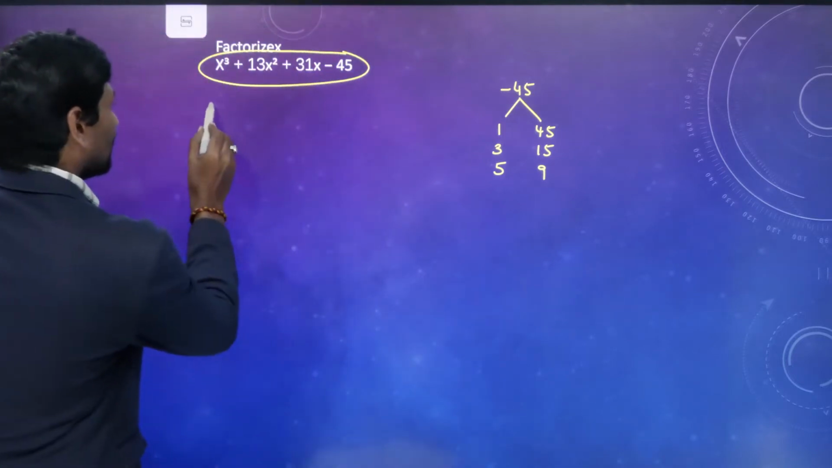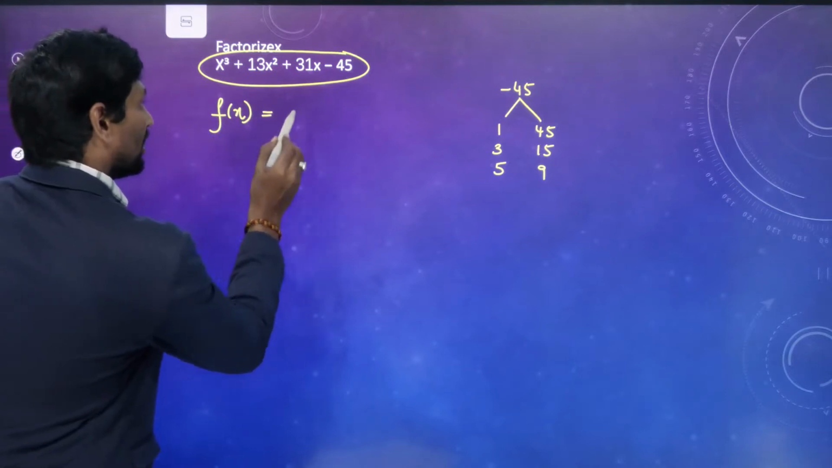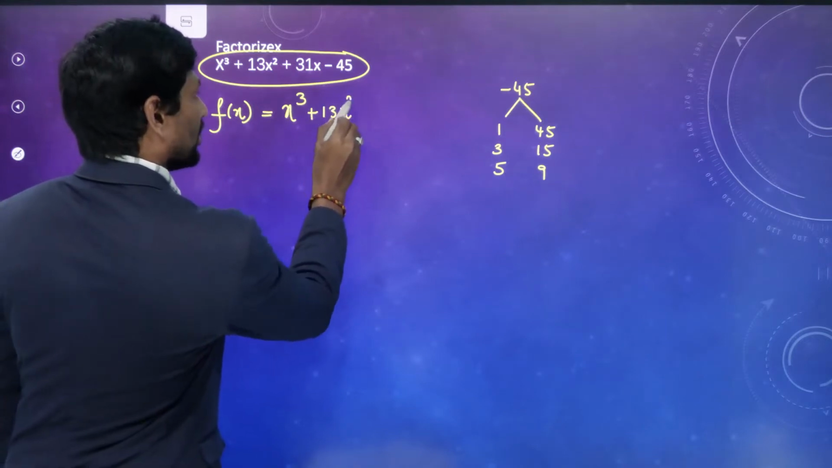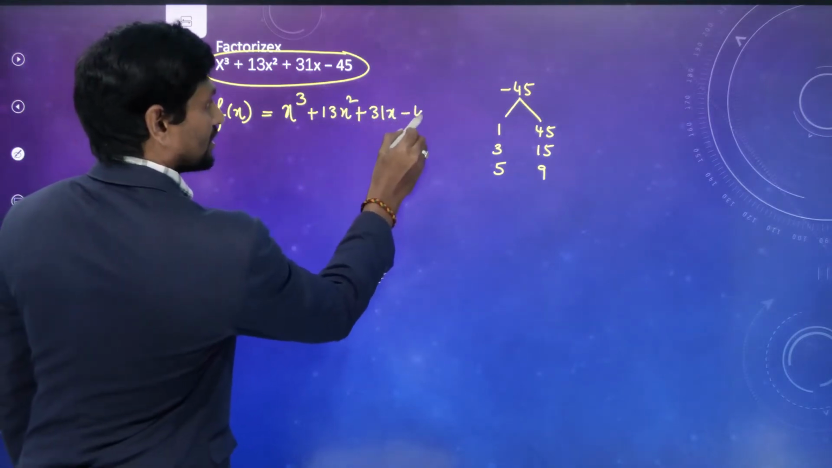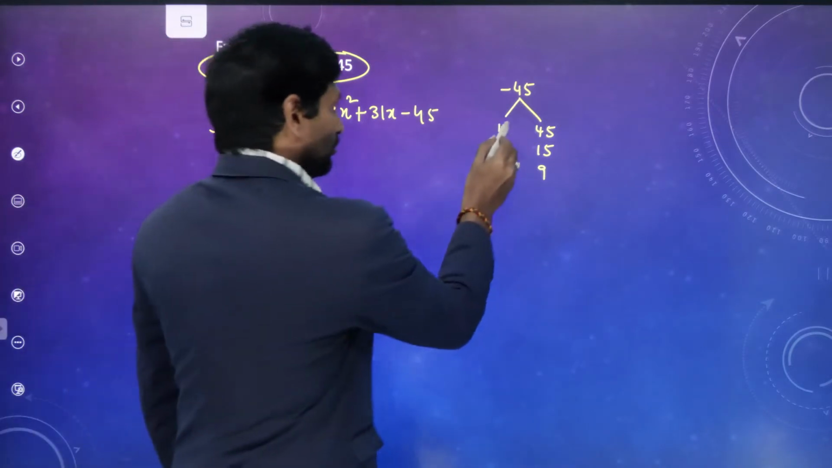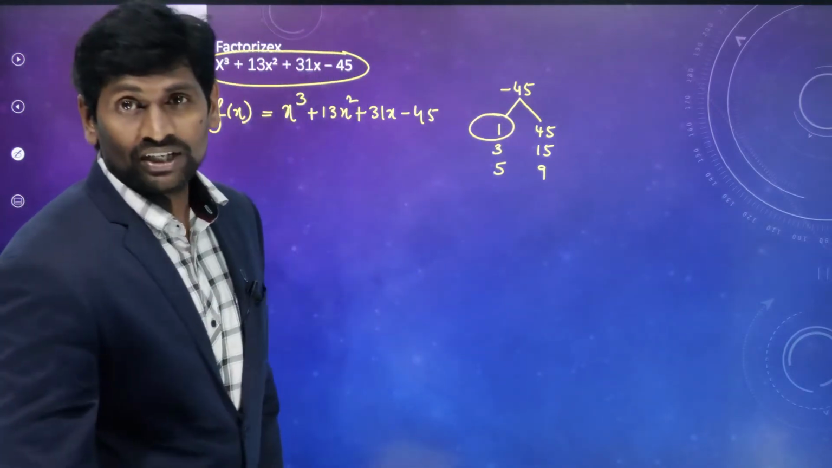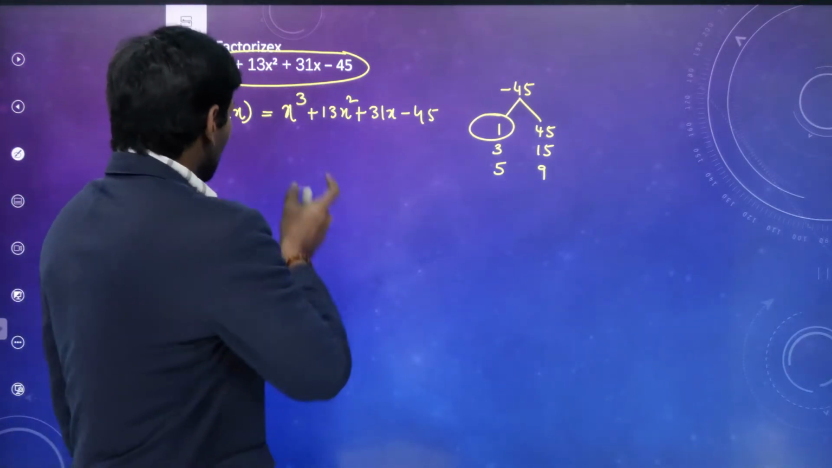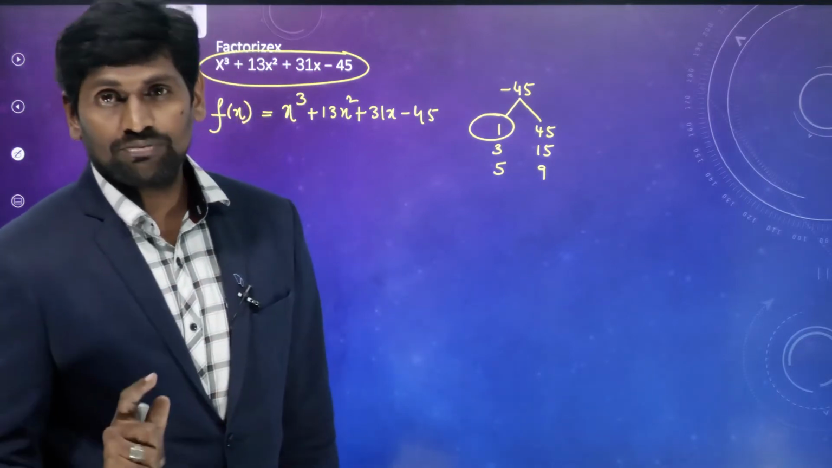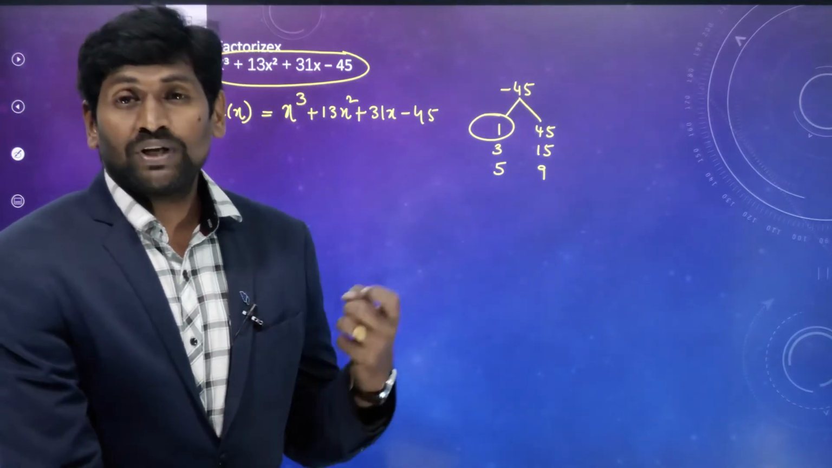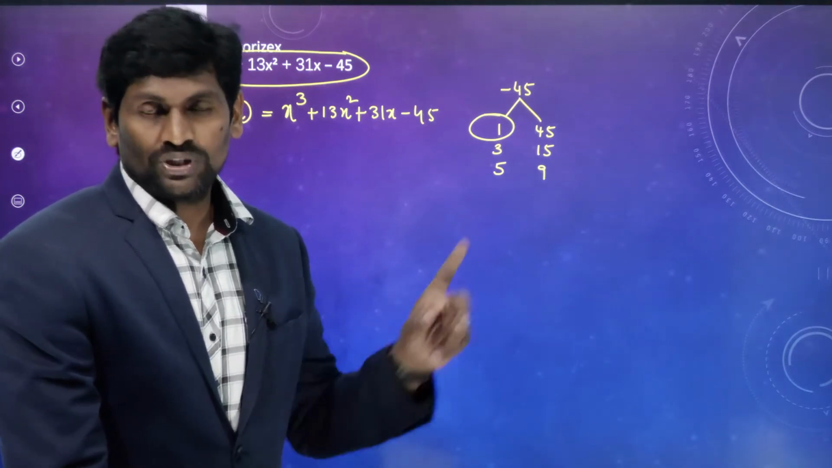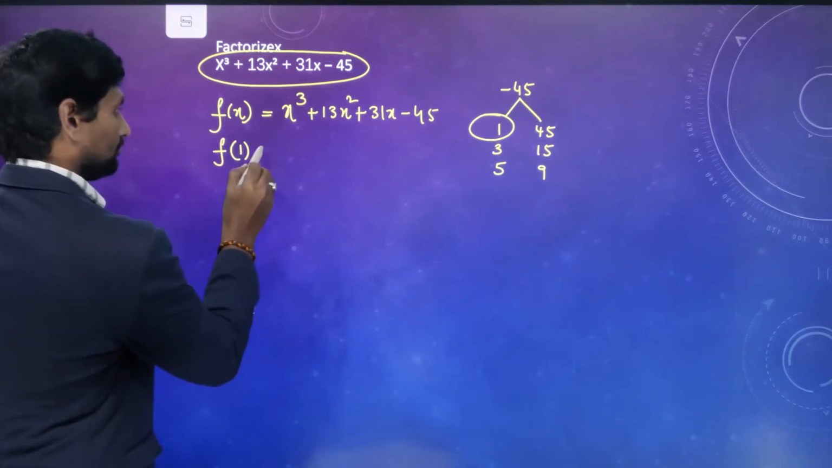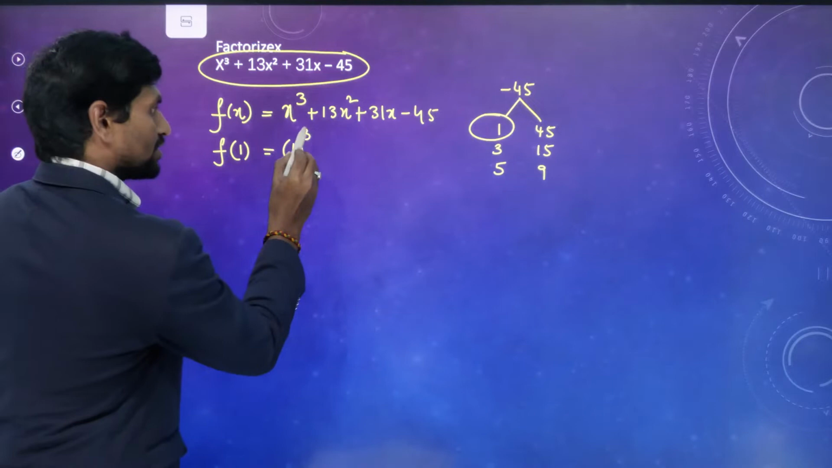Okay, let us see. Now I am taking this given cubic polynomial as f of x. So f of x is equal to x cube plus 13x square plus 31x minus 45. Now I am going to substitute 1 and minus 1 in the given polynomial. If the polynomial value, that means f of 1 or f of minus 1, becomes 0, then x minus 1 or x plus 1 becomes a factor of this polynomial respectively. Let us find f of 1.